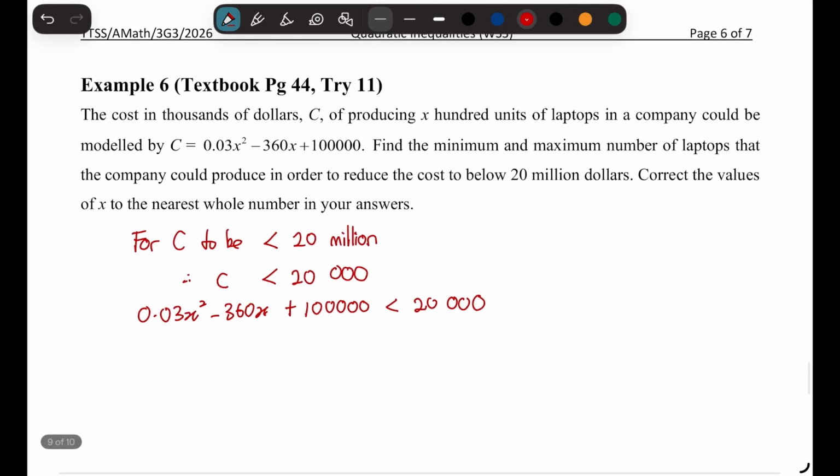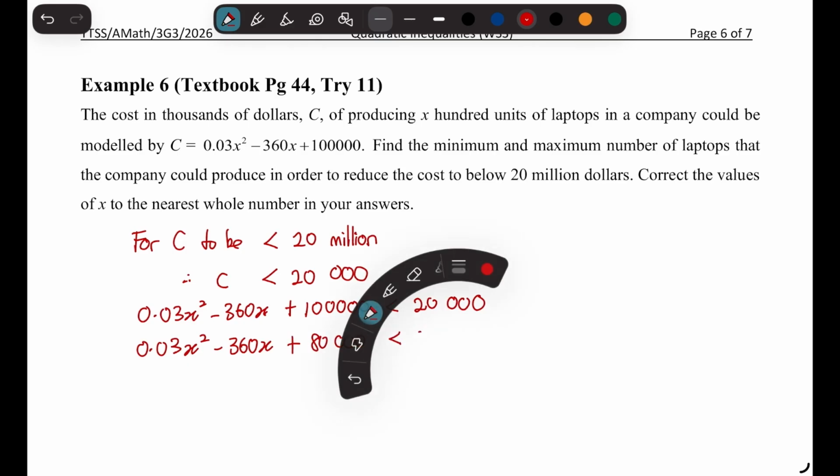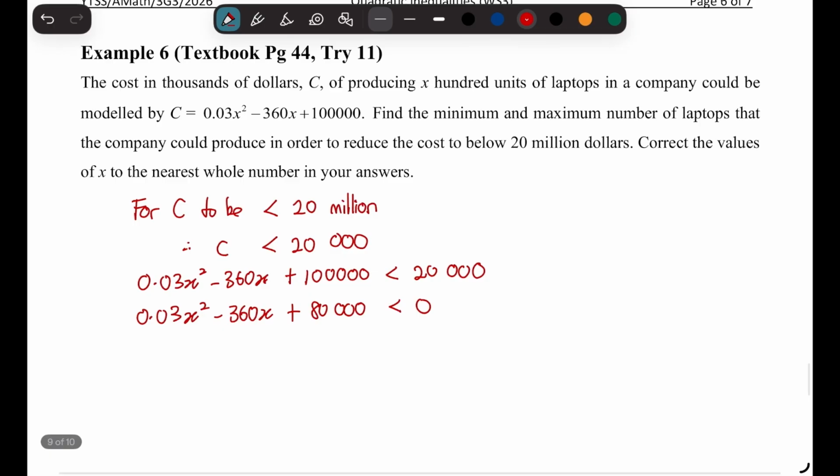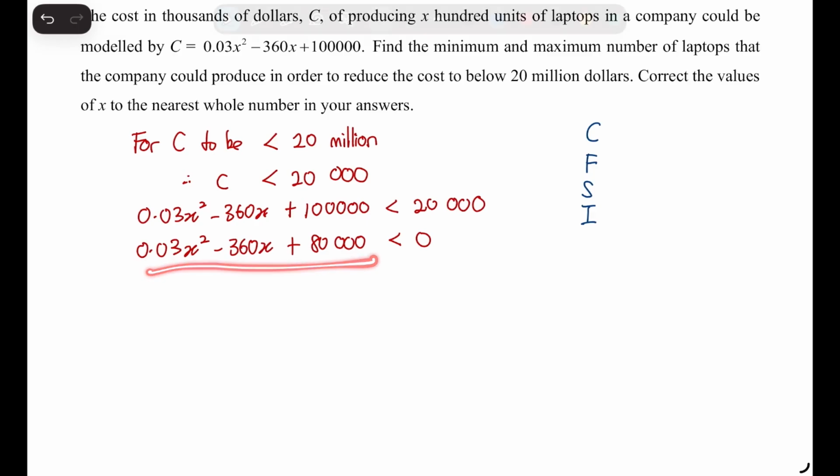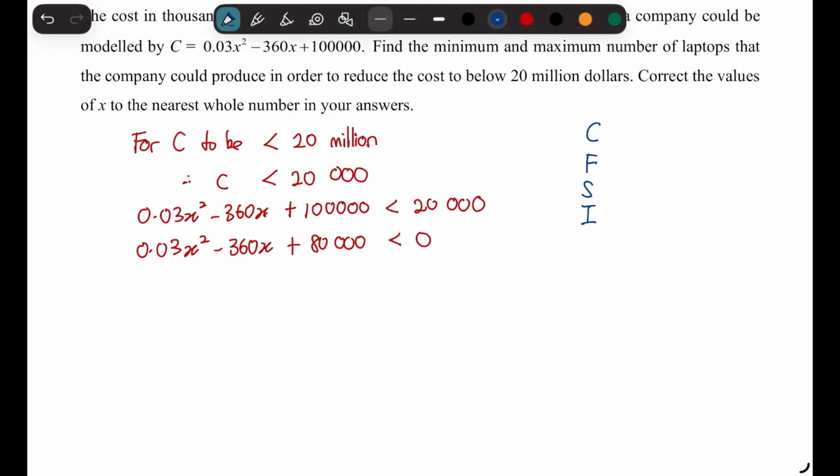So we follow the same steps. Make the right hand side 0. 0.03x squared minus 360x plus 80,000 is less than 0. You see these numbers are very weird here. It's hard to factorize this, so I can simply use the quadratic formula to find the intercepts. Using the same method, CFSI, I've checked the right hand side equals 0. Next step, very hard to factorize, so I'll use the quadratic formula instead to find the intercepts.